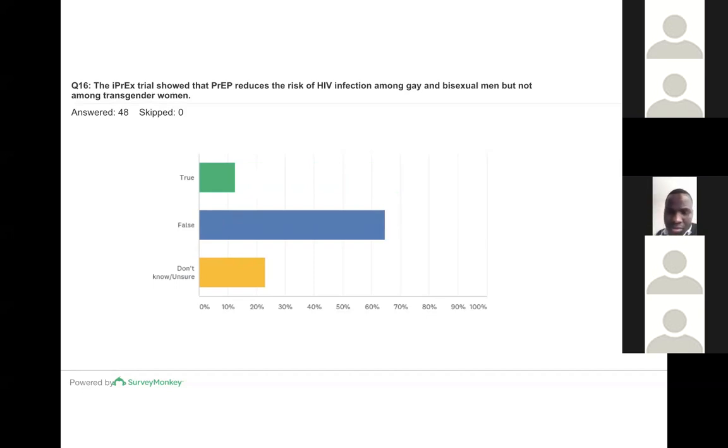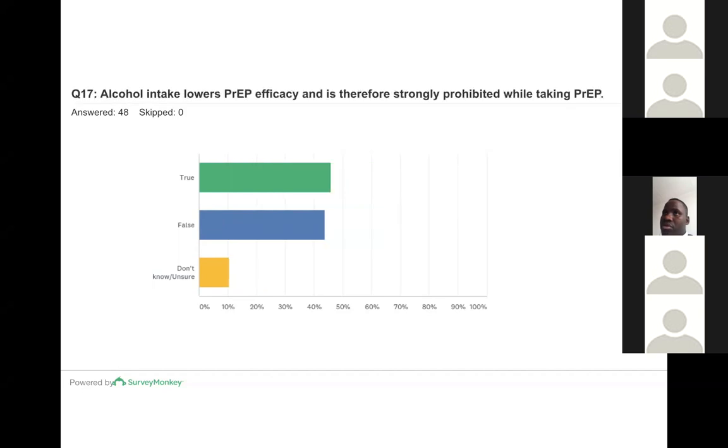Most of you got this right, that the iPrEx trial showed that PrEP reduces the risk of HIV infection among both gay and bisexual men as well as trans women. It did not exclude trans women. So we also know that there were a number of trans women, though a minority, enrolled in the iPrEx trial. I think this one, we all know that alcohol intake does not lower PrEP efficacy and therefore can be taken while taking PrEP.